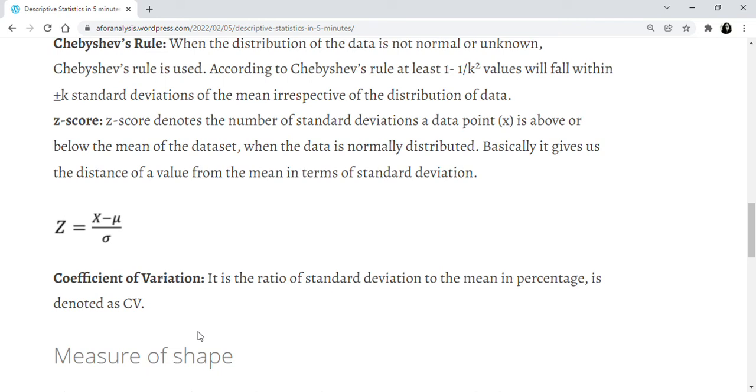Coefficient of variation is the ratio of the standard deviation to the mean, in percentage. On top we have the standard deviation as the numerator, and the denominator is the mean of the population. It's of course a ratio, and we multiply it by 100 to make it a percentage, and that's what we call the coefficient of variation.